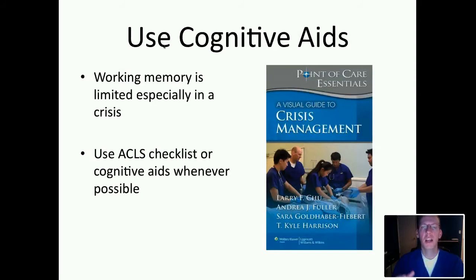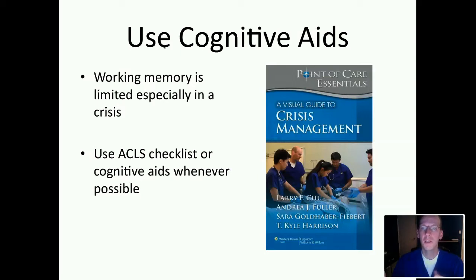It's important to use cognitive aids whenever they're available. This is because your working memory is limited. This is especially so in a crisis. So you may be able to, on a test, recite the 5 H's and the 5 T's that you need to rule out for a PEA arrest. But in the heat of the moment, your adrenaline's pumping, you tend to constrict the ability to access your long-term memory stores, where you need to put things from long-term memory into your working memory. So this failure to retrieve that information can result in a bad outcome.